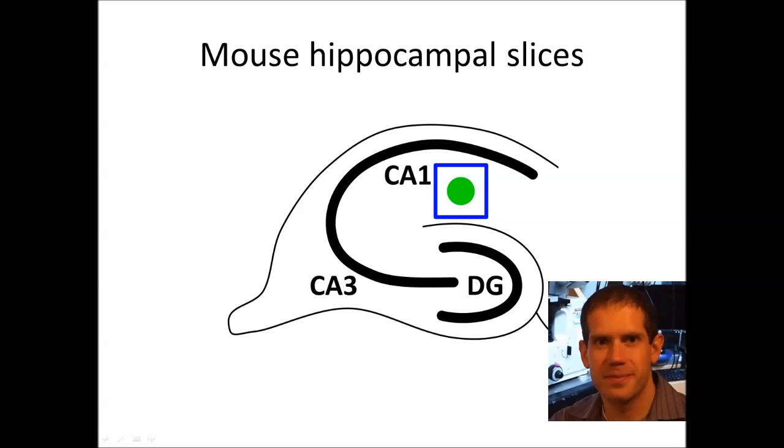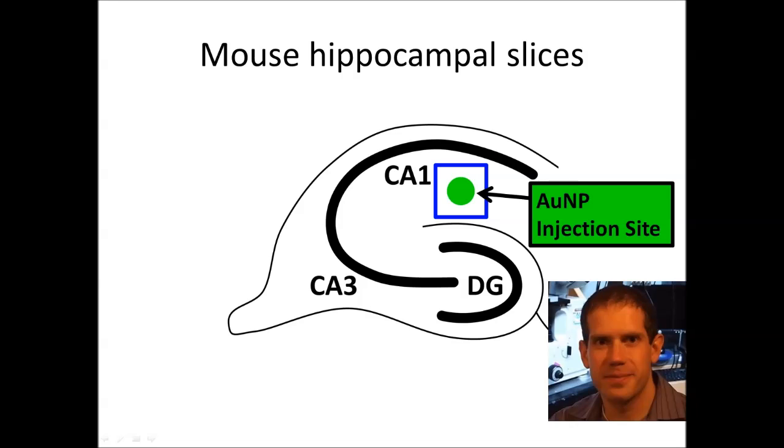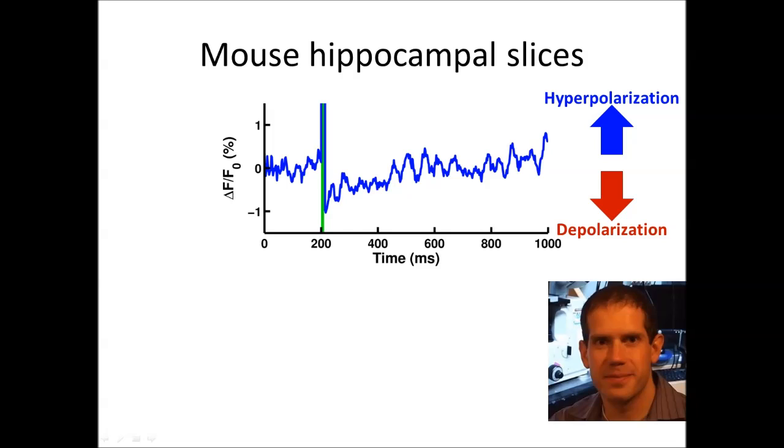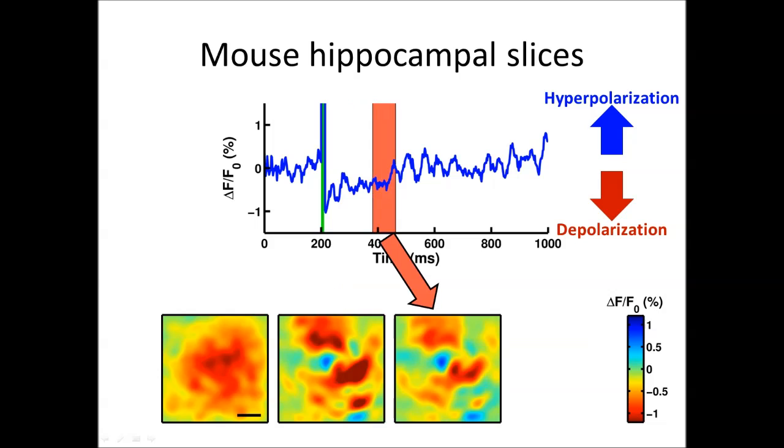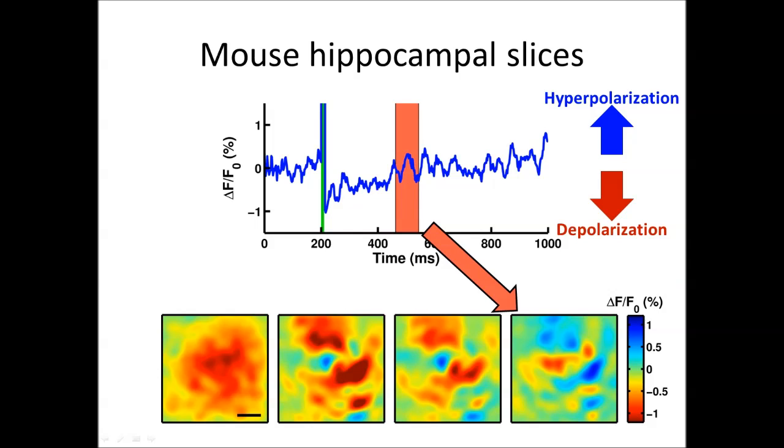Hi, I'm Jeremy Trigger. To test whether this technique could function in a complex neural tissue, we injected TS1-labeled gold nanoparticles into slices of mouse hippocampus. We then imaged the site of injection with an infrared voltage-sensitive dye to monitor activity in response to pulses of green light. We found that optical stimuli led to transient depolarizations in the injection region. These depolarizations resolved back to baseline levels of activity over the course of several hundred milliseconds.